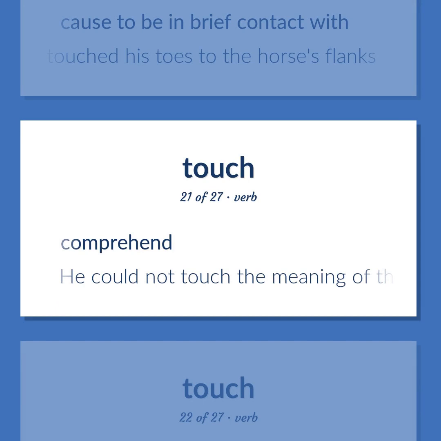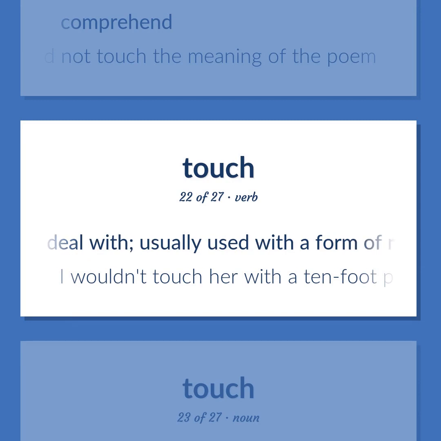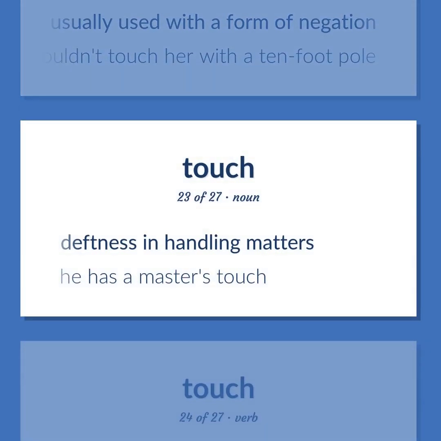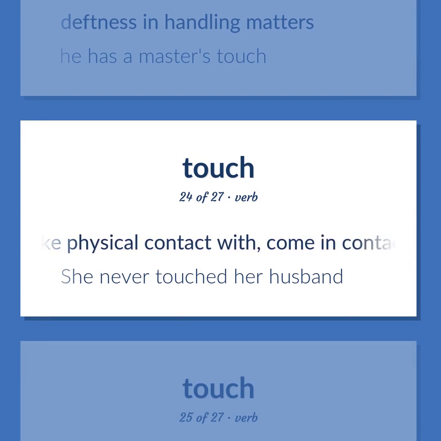Comprehend. He could not touch the meaning of the poem. Deal with, usually used with a form of negation. I wouldn't touch her with a 10-foot pole. Deftness in handling matters. He has a master's touch. Make physical contact with, come in contact with. She never touched her husband.